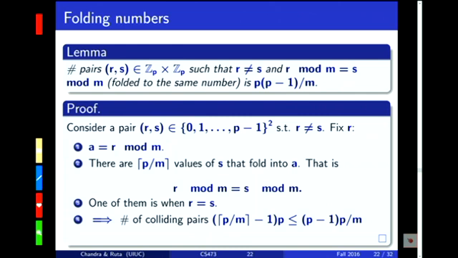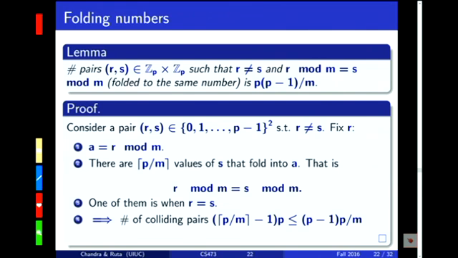So take a pair R not equals S from this set. Now fix R. Then we'll get some value of R mod M. Let's say that is A. I want to ask what different values of S will give me A when I do S mod M. So there are how many possible values of S?